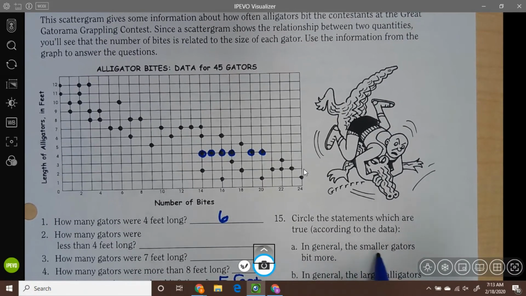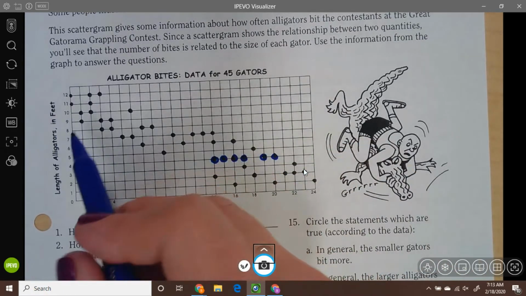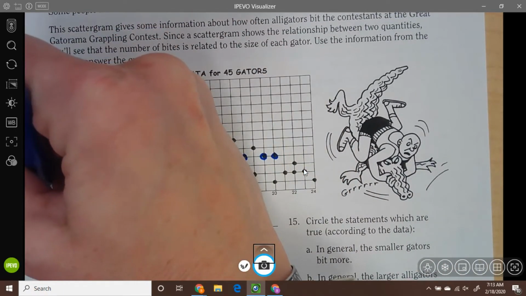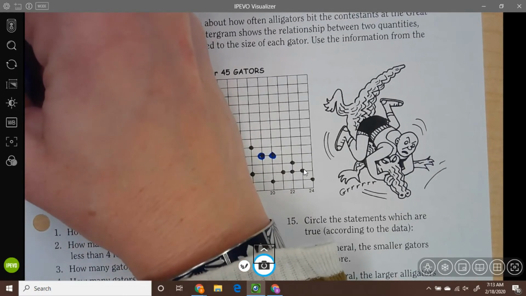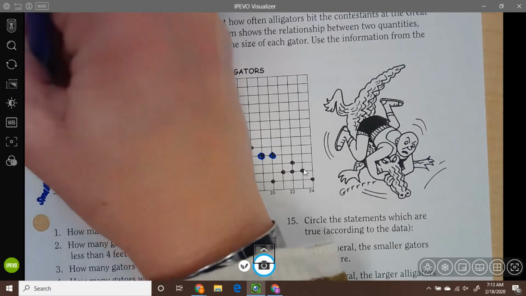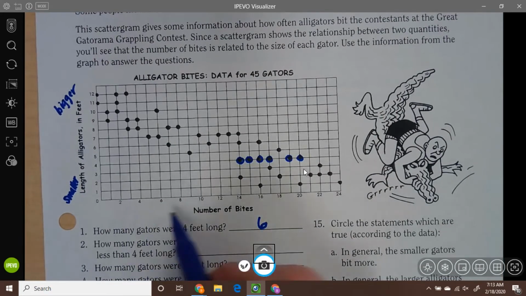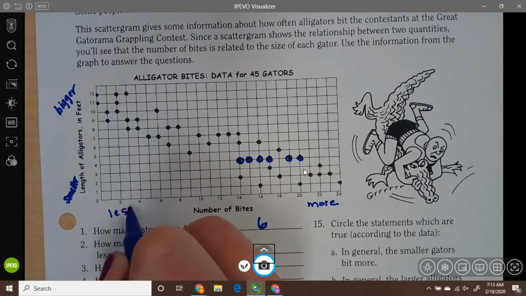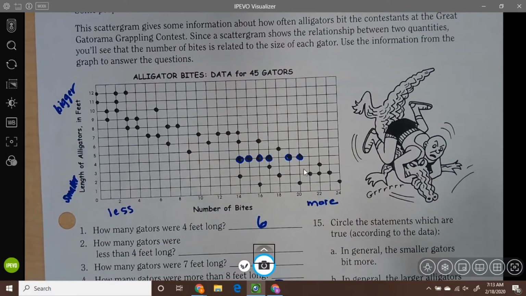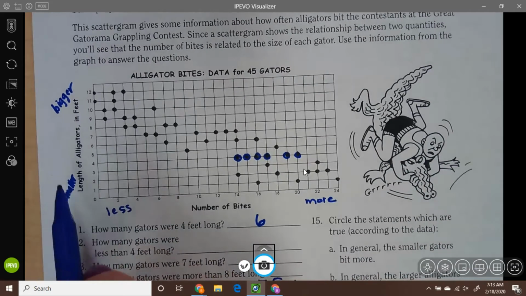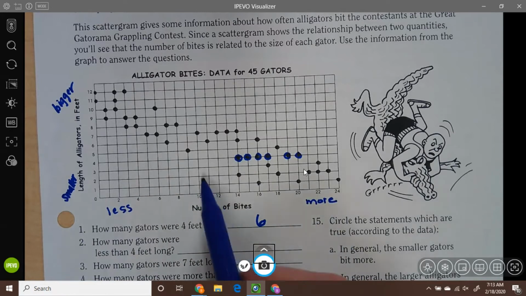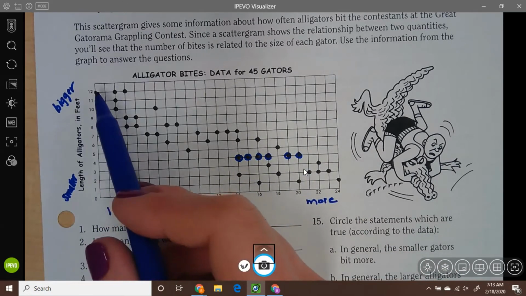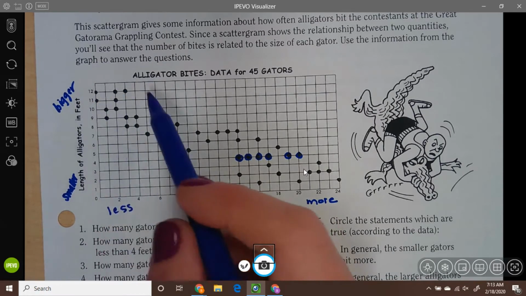In general, the smaller gators bit more. So here are the smaller gators down here, and then they'd be bigger up here. Okay, and then this would have more bites, and these would have less bites. So if they're smaller, this would show that they're biting more here. If they're bigger, this would show that they have less bites here.